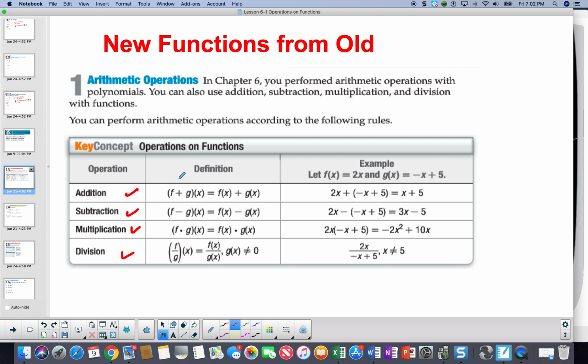So this is going to be the notation that says we're going to add the two functions together. In this example, we're going to take f of x, and then we're going to take g of x, add them together and then simplify. And we'll do the same thing with subtracting and with multiplying and with dividing.